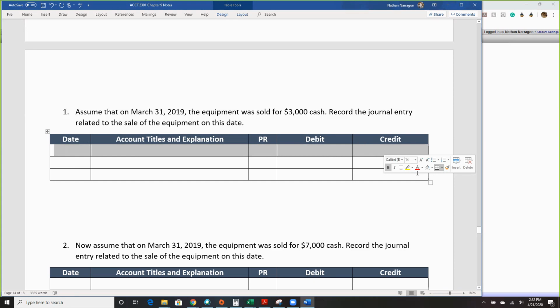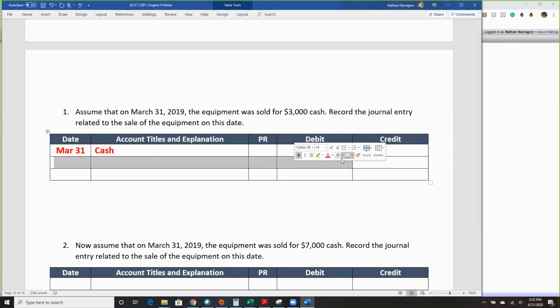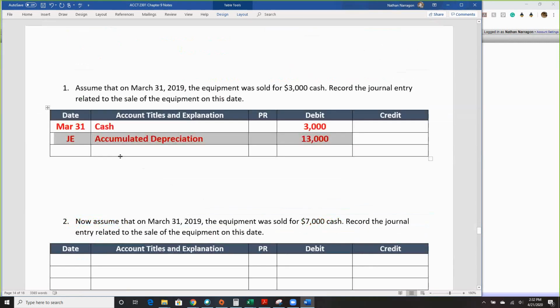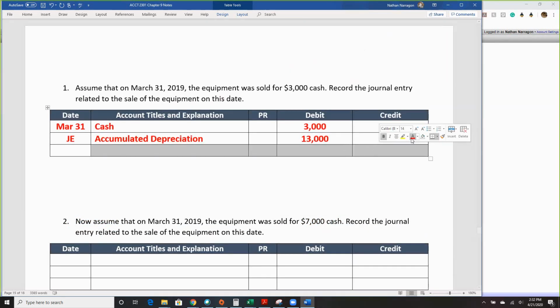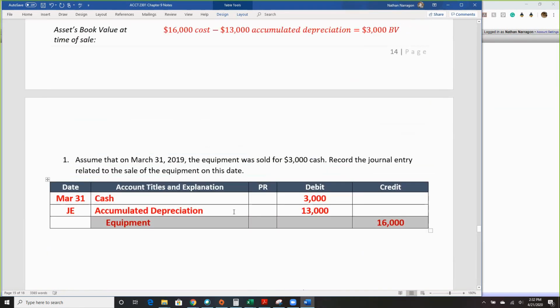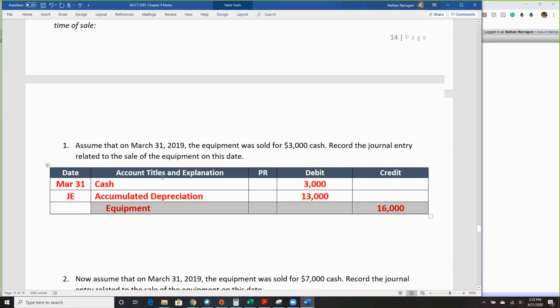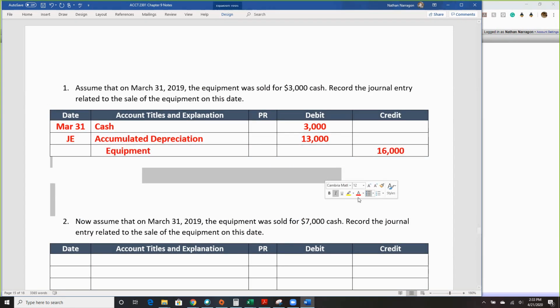So with that, we receive our cash. We're going to debit, again, accumulated depreciation for the $13,000. And then we're going to credit equipment, which cost us $16,000. Again, we have to remove the complete totals. Again, zero gain, zero loss. We broke even.